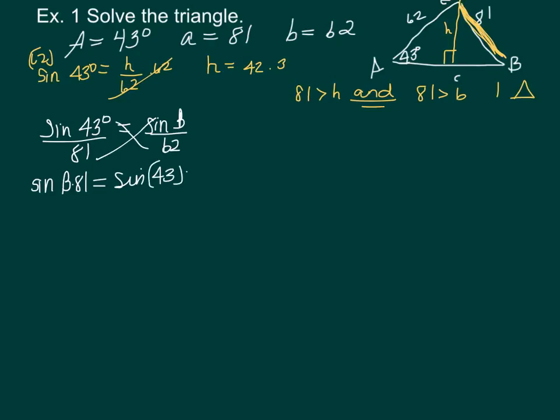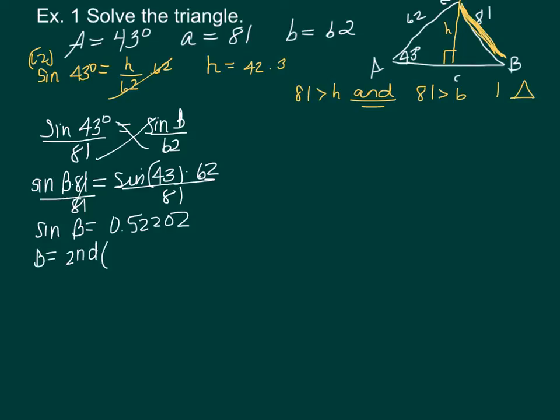Make sure you close the parentheses when you multiply, and you would divide by 81. And you should get a value such as 0.52202. Now to actually find angle B, you have to use the second key, and you'll get angle B is 31 degrees.